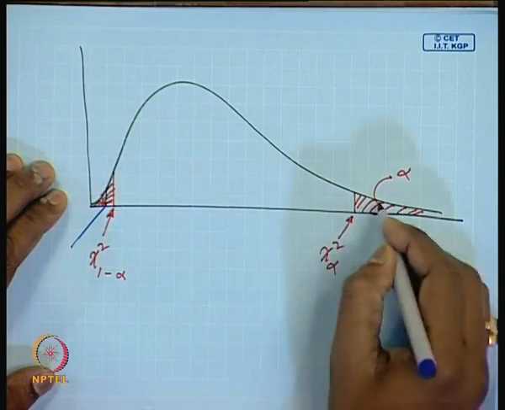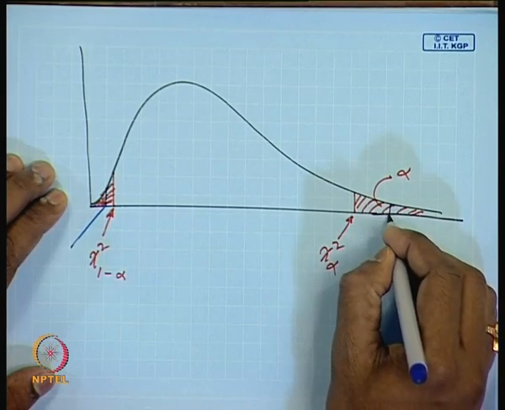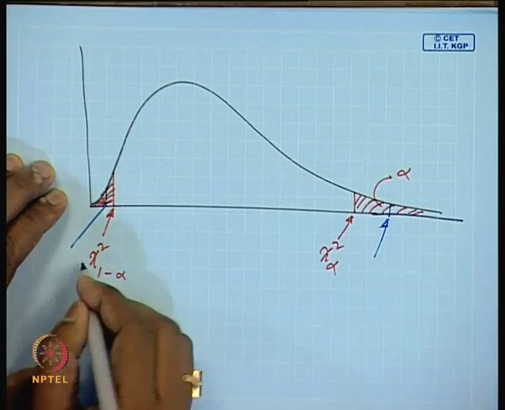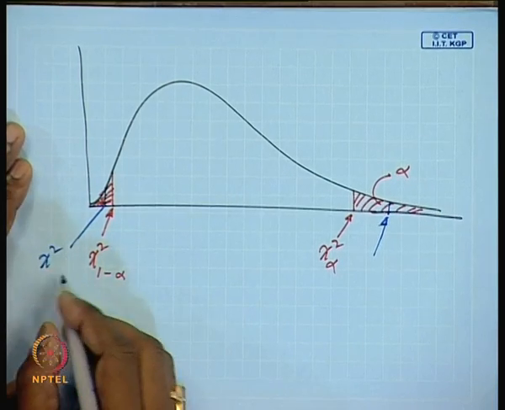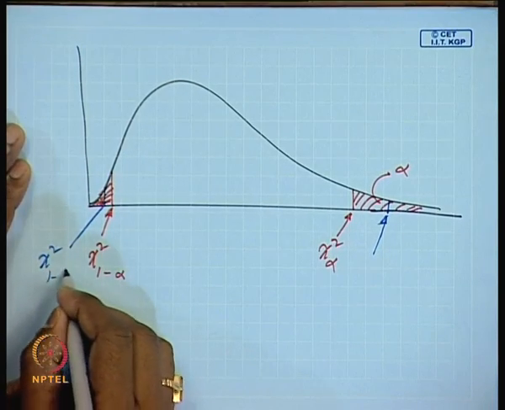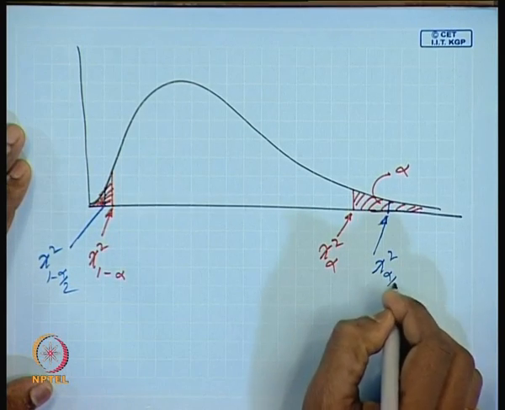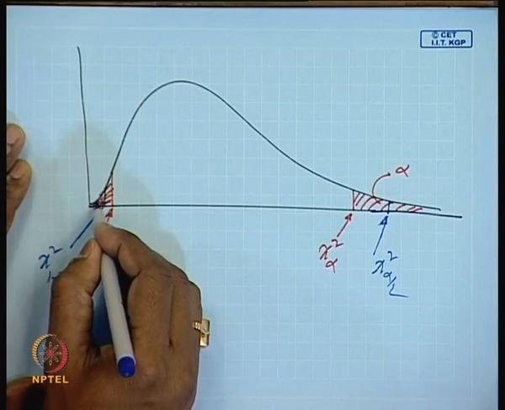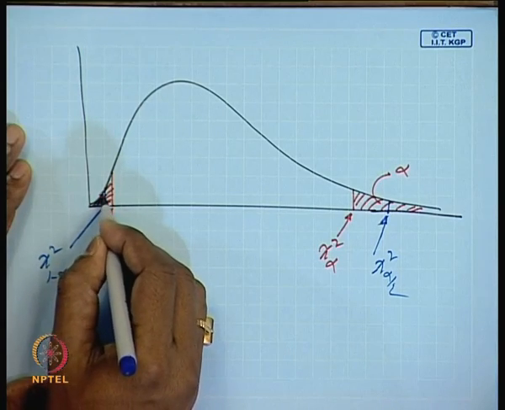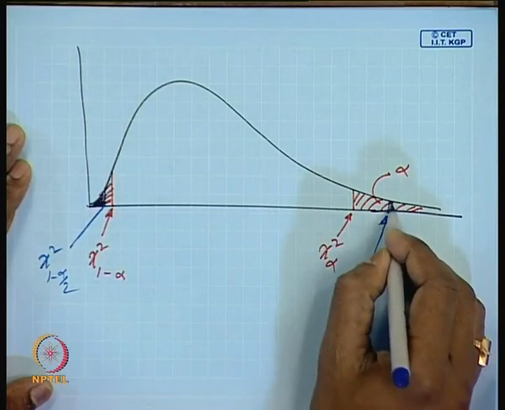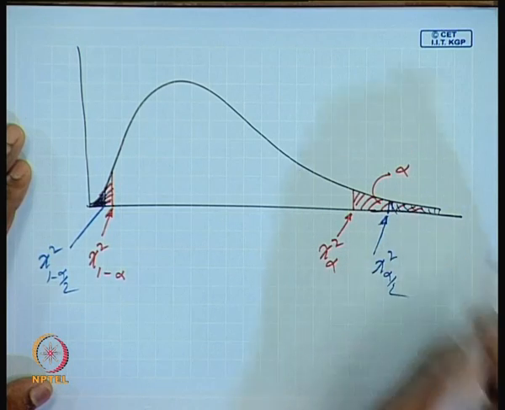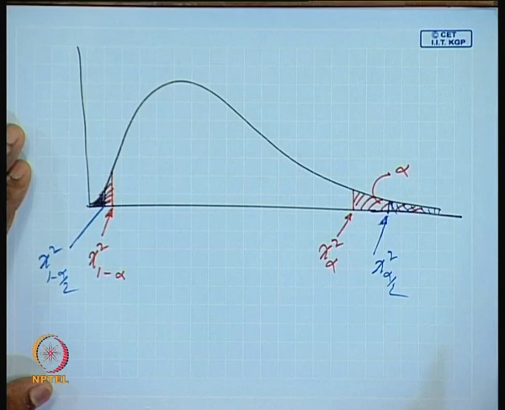So, this one and this will be somewhat greater than here. So, these two values are your chi-square 1 minus alpha by 2, and this is your chi-square alpha by 2. Okay, and the blue area here plus the blue area here should be equal to alpha.